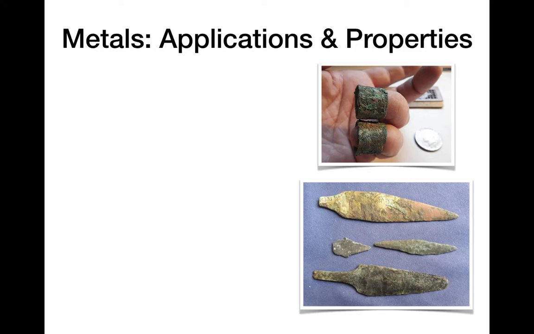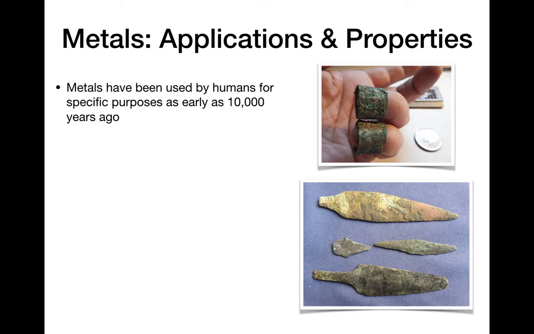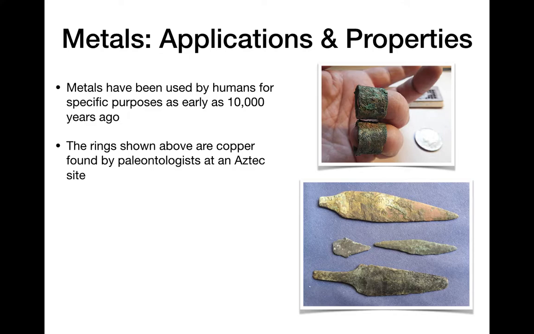So we're going to start by talking about metals. Metals are a really ancient example of material science in humanity. We've been using certain metals for very specific purposes as early as 10,000 years ago. The first metal to be used by humans was copper, but people extracted it and refined it, not 100% pure, but pretty darn close. And they used it mostly for jewelry and ornamentation.